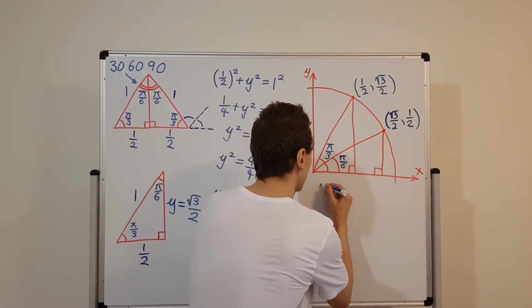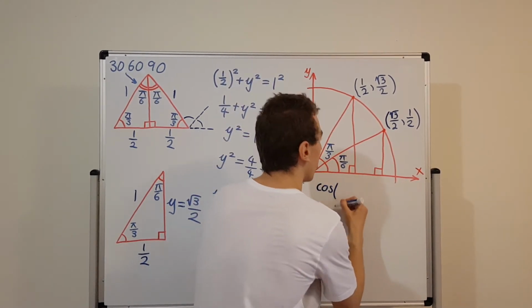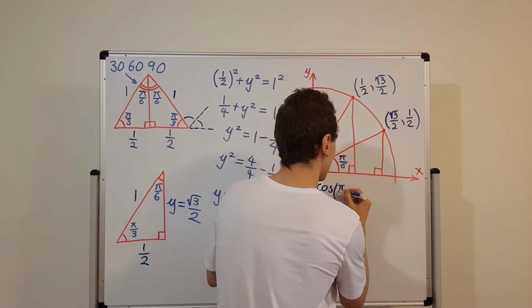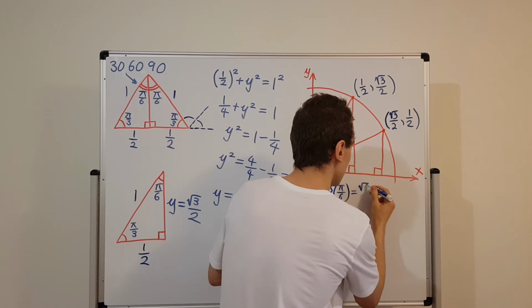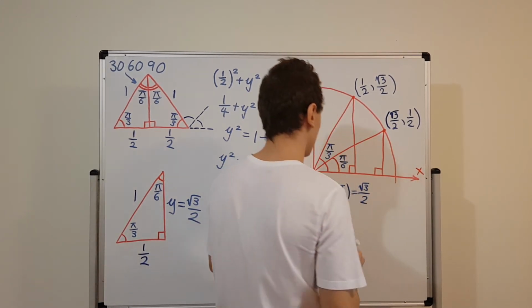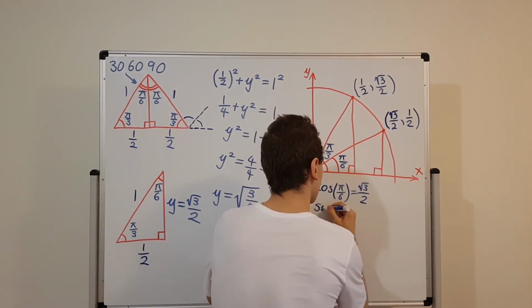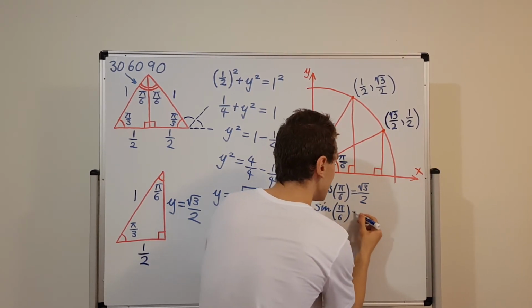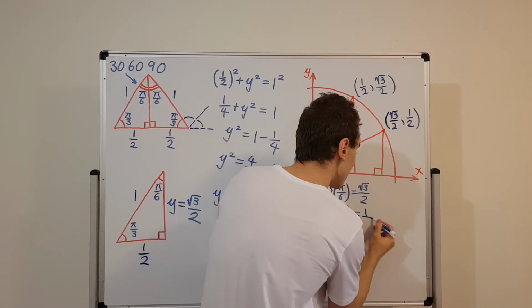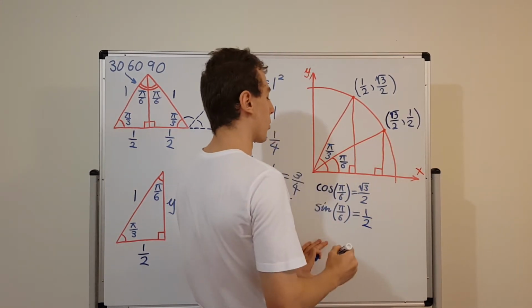If we take the cosine of pi on 6, which is 30 degrees, that's going to be equal to root 3 on 2. This is root 3 on 2. And if we take the sine of pi on 6, which is 30 degrees, that is going to be equal to 1/2. So sine of 30 degrees is equal to 1/2.